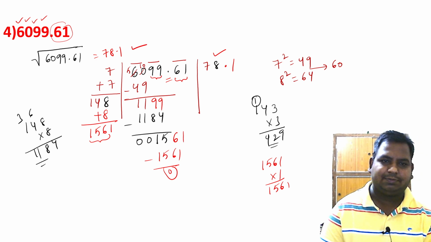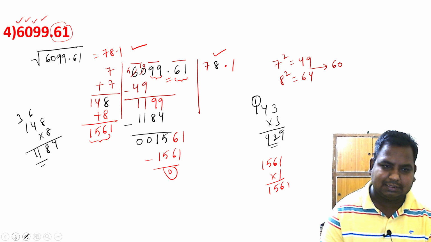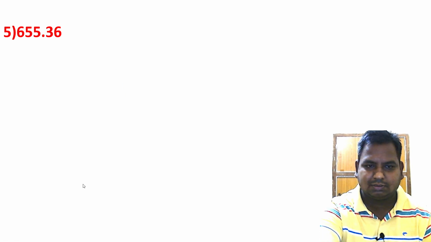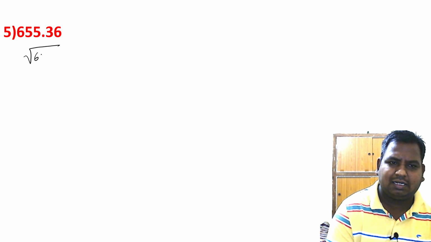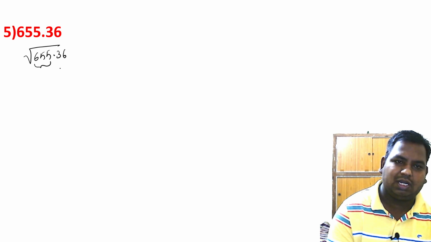Done? Process clear? Fine. Now we'll discuss one more question. So the next question is, we have to find out the square root of 655.36. So this is the whole number part.